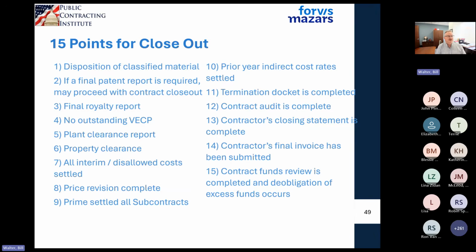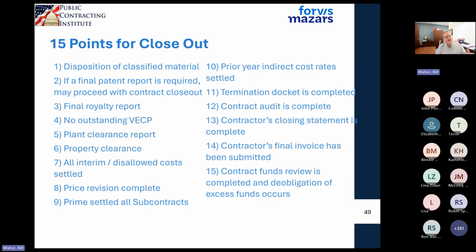Okay, so if you have any classified material, has the DD 254 been closed out? Has it been cleared? Submitted. Are there any value engineering change proposals? Property clearance. So you've got to have all your forms together. It says, here's all the equipment, here's all the materials, here's everything we bought that is government property. You've got to figure out what you want to do with it. The prime has to settle all the contracts.